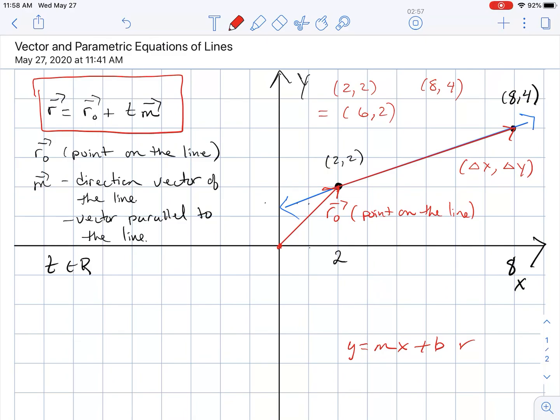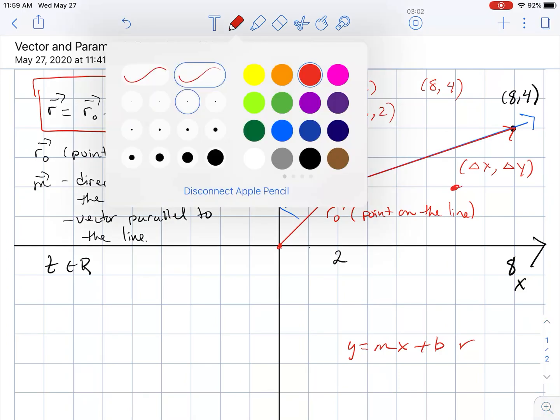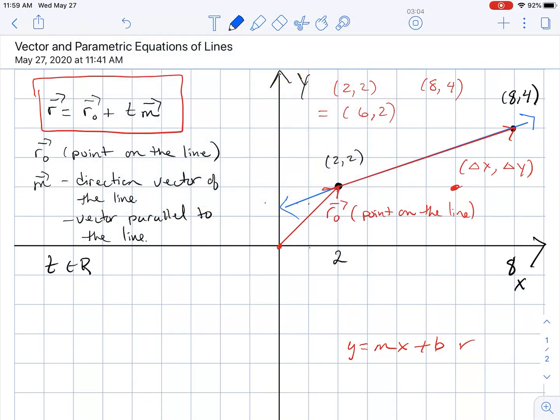So (6, 2), if I were to graph that, 1, 2, 3, 4, 5, 6, and then up to 2. I'll change the color there, highlight a little bit. That's that vector right there. So that vector is the one representing the vector from (2, 2) to (8, 4). That vector right there we're going to call the direction vector, and that's going to end up being parallel to that vector, and because that vector is from that line, it's parallel to that line.